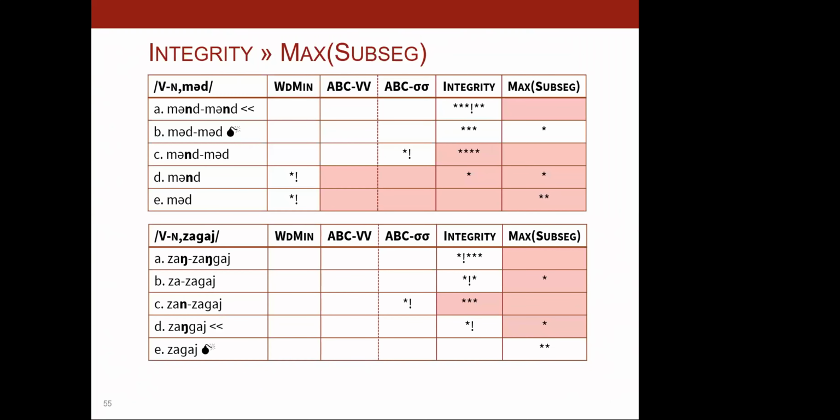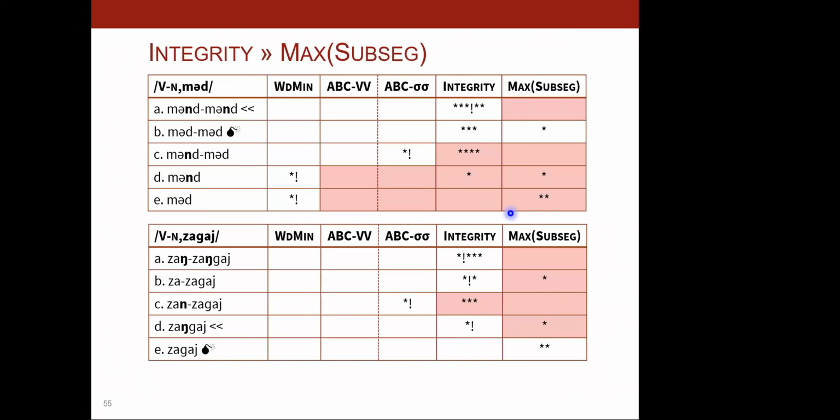This ranking also generates the wrong results for verbs that feature floating nasals and no reduplication. So here with zangai, the observed output is one in which reduplication does not occur, so that thematic vowel has to be deleted, but the floating nasal does occur. So we want to preserve one of the ghost elements and delete the other ghost element. This grammar selects or evaluates the fifth candidate, zagai, as the most optimal form because it doesn't violate integrity. The observed candidate, zangai, violates integrity because the floating nasal copies the place feature from the following obstruent.